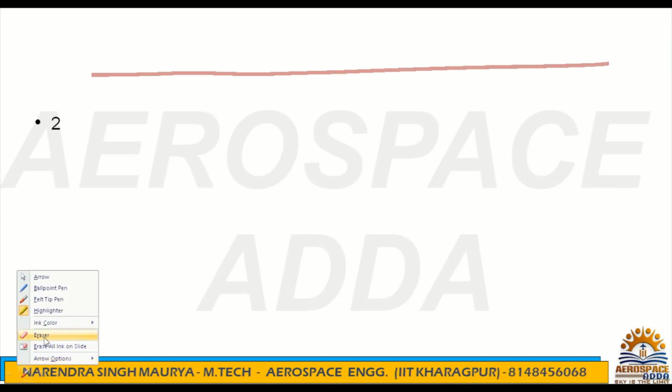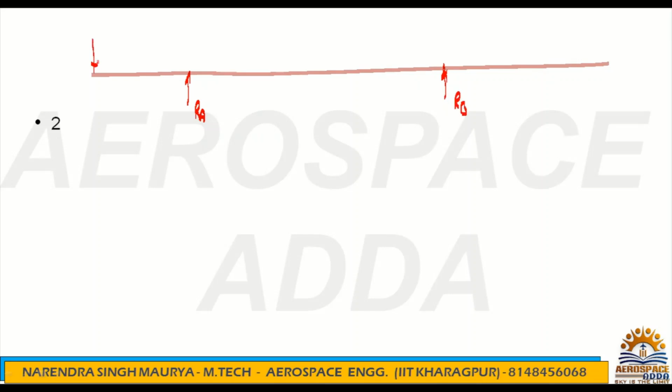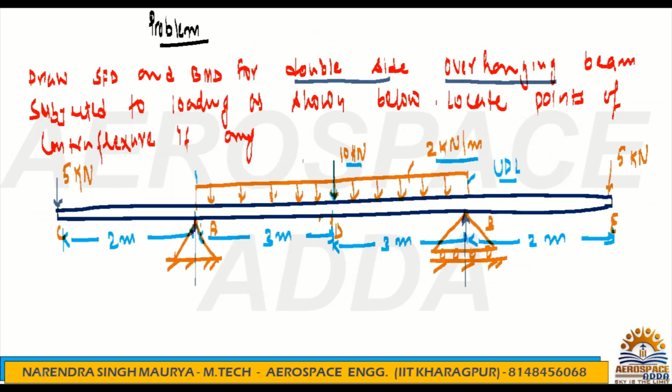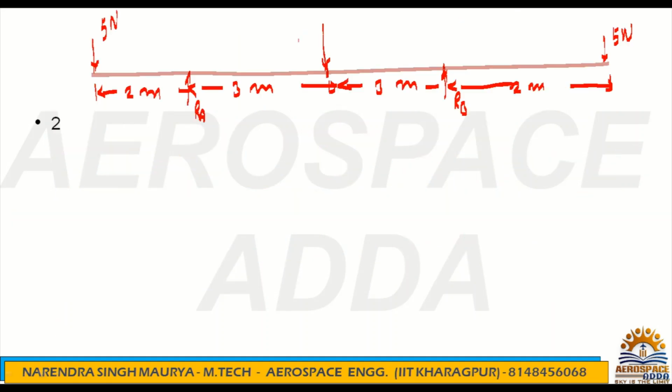So this beam is something like this. This is RA, RB, 5 Newton, 5 Newton. This is D, 3 meter, 2 meter, 2 meter. At D, a load is acting, a point load. So the point load is 10 kilonewton.